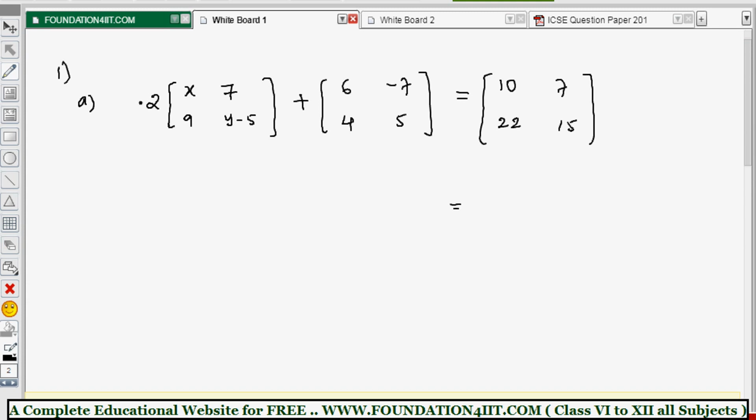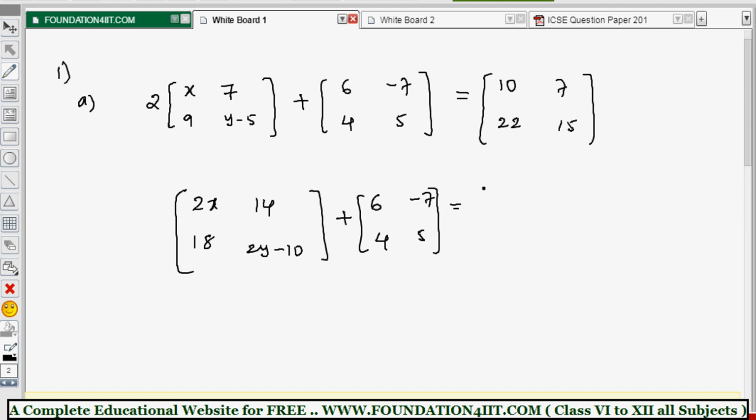Yes, so you can begin: 2 into x, 2 into 7. You can multiply the 2 with each and every element. So that is 2x and 14. 2 into 9 is 18. Again 2 into y minus 5, that is 2y minus 10. Okay, this is after multiplying with 2. And this matrix is 6 minus 7, 4 and 5. That is equal to 10, 7, 22 and 15.